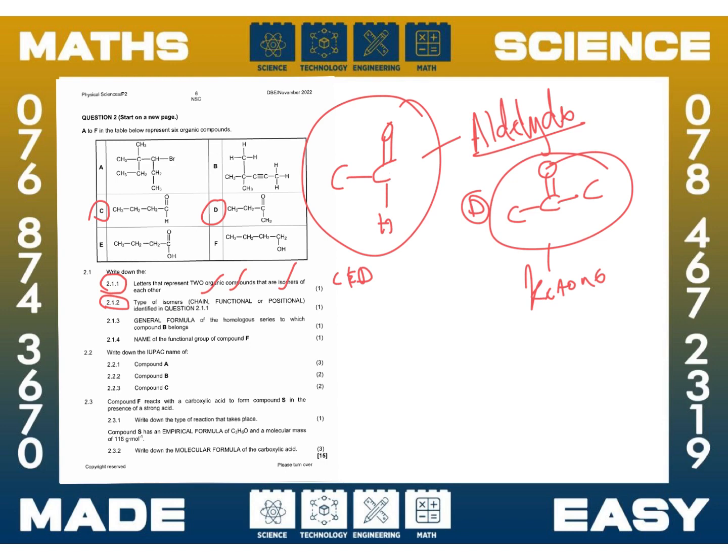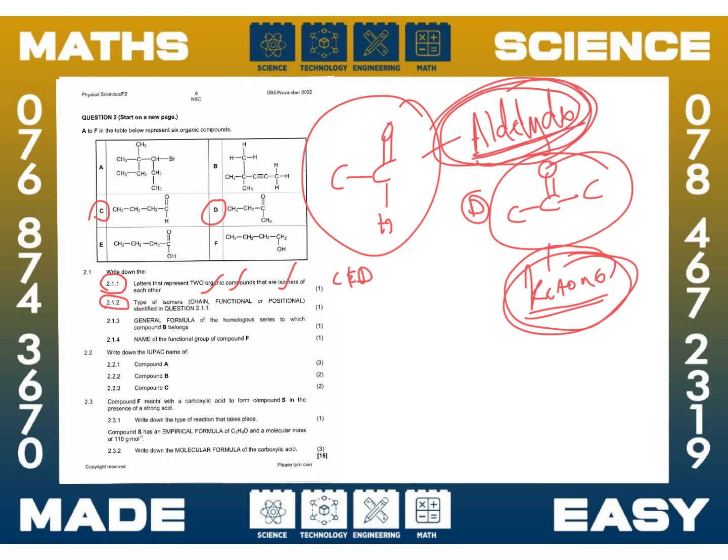So can you see, even though they have the same number of carbon and the same number of hydrogens, the functional group differs. This is an aldehyde and that is a ketone. So because they differ in the functional group, those two are functional isomers. So the correct answer will be functional. Okay, we go to 2.1.3.